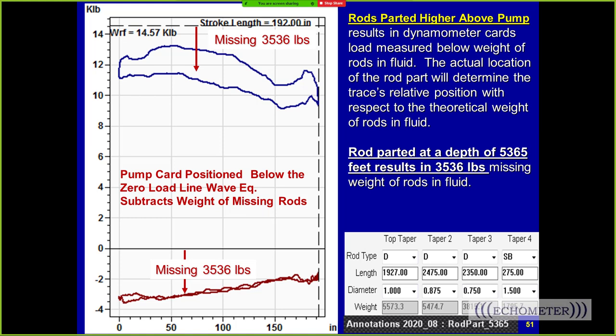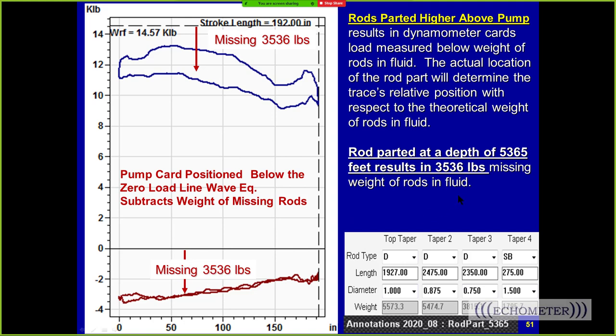Now this is an interesting one because this is a well where, if you look at all of the loads that you measure throughout the stroke, all of the loads plot below the weight of rods and fluid. So if you were to look at this surface measured data, you'd say, well, I'm missing some rod weight, because every load I measured is less than the weight of rods and fluid. And when you don't tell your software you're missing some rods, the software subtracts out the entire weight of rods and fluid, and now the pump card is plotted negative, below the zero load line, by the missing weight of rods and fluid. And so this is an example of where we have a rod part. And with the rod part, we can say, well, we're missing about 3,536 pounds of load.